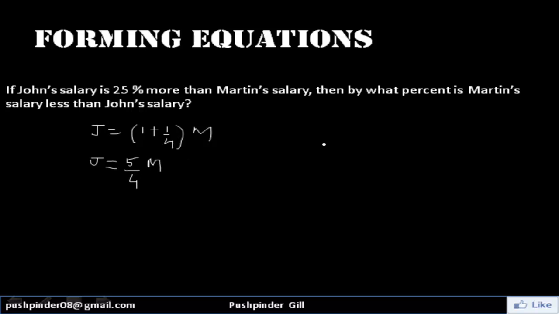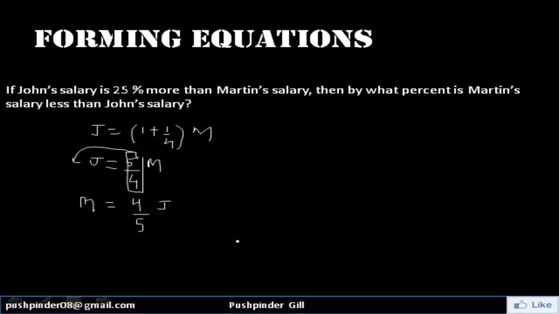Now let's see what he is asking us. He's asking us by what percent Martin's salary is less than John's salary. So for that, we need to take this multiplying factor to the other side. So I can say that Martin's salary is equal to 4 by 5 of John's salary.